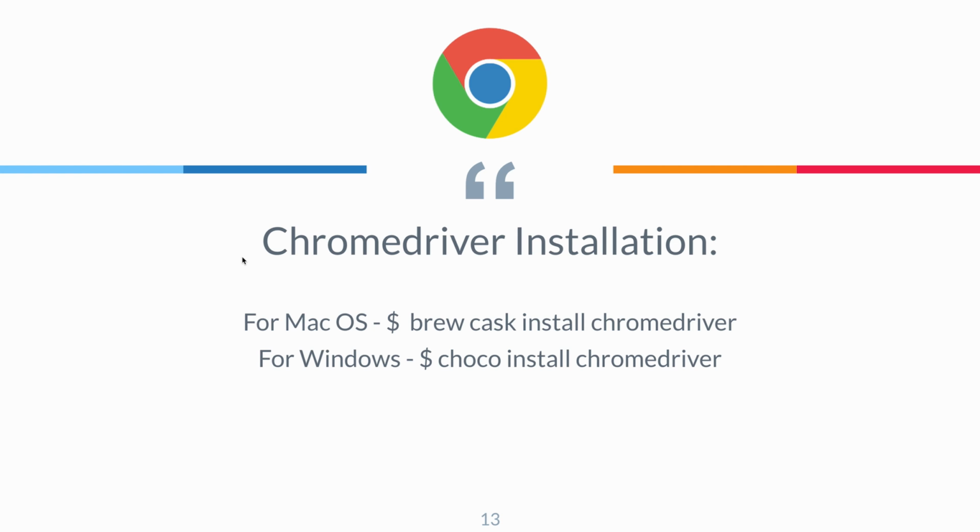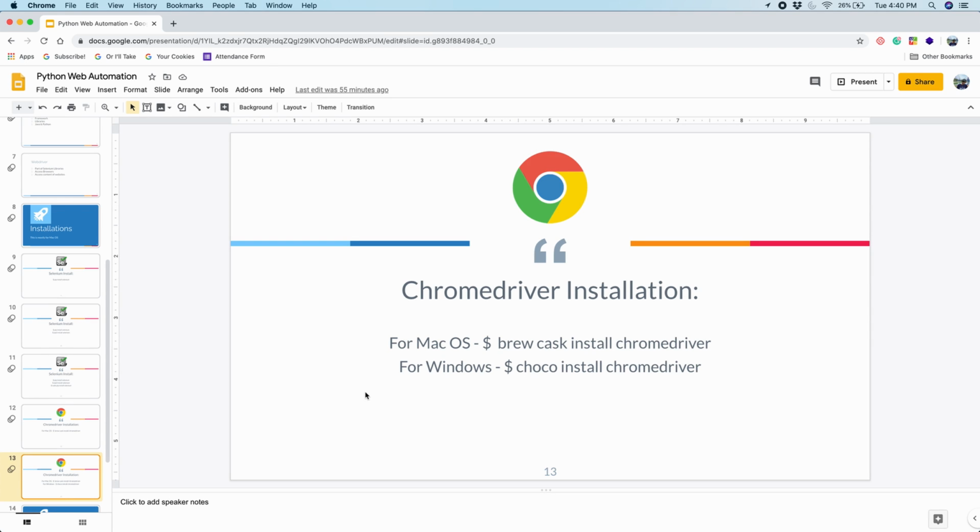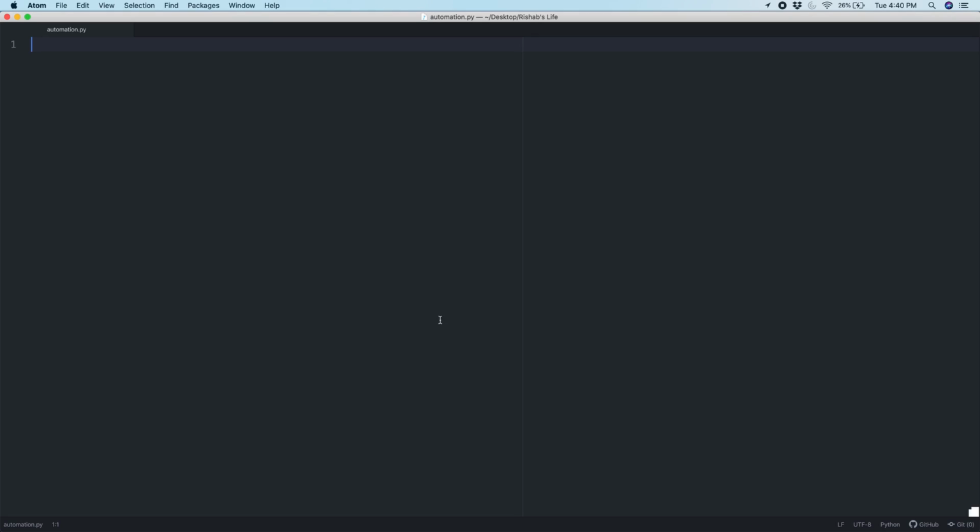Alright, let's get to the demo. So what I want to do is first fill out a Google form using a Python script. So I'll go to Atom for editing. And the first thing I want to do is import WebDriver from Selenium. So I'll say from selenium import webdriver.